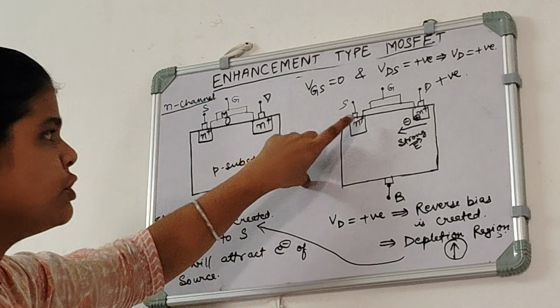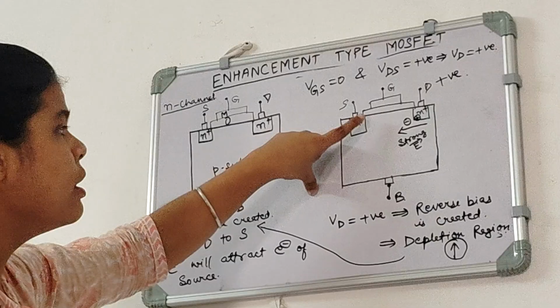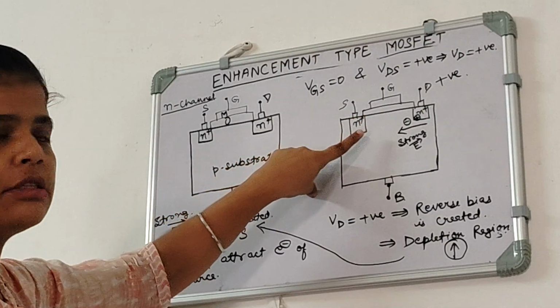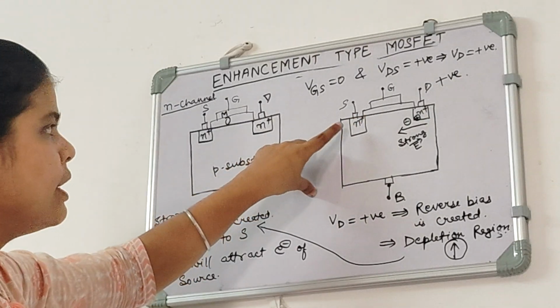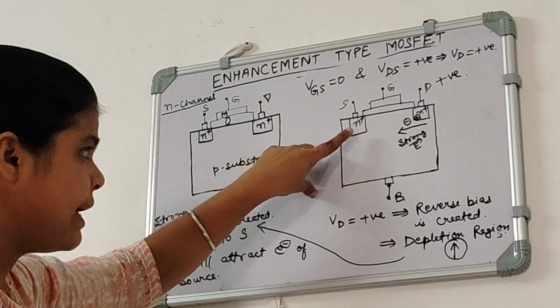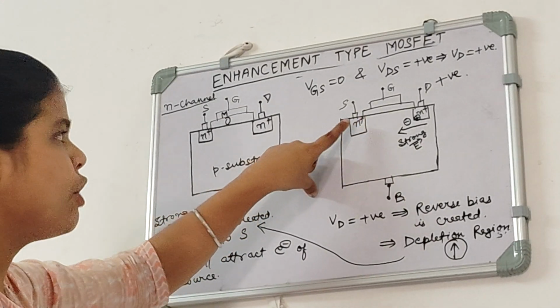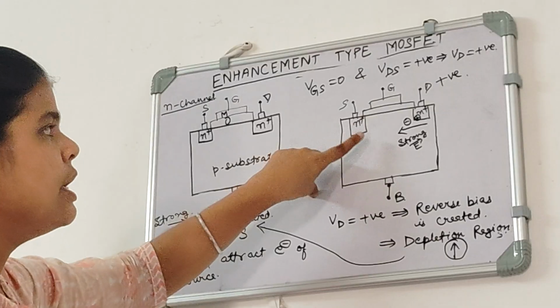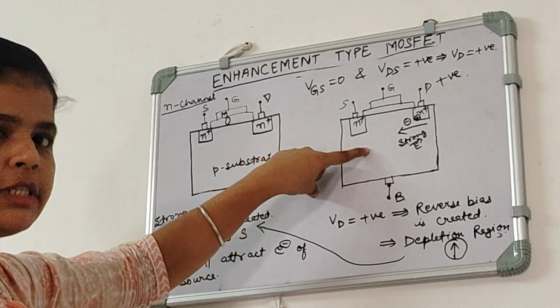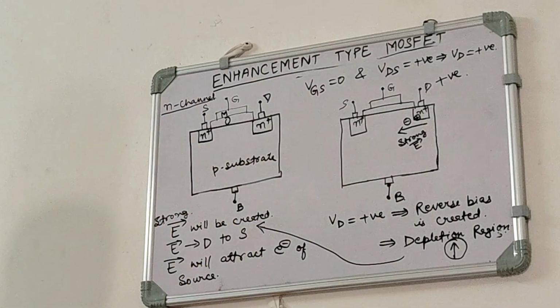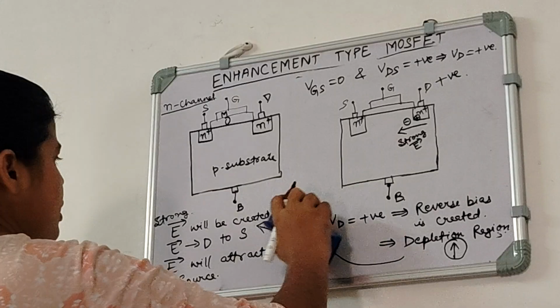But since there is no channel for the travel of charge carriers between source and drain, the electrons which are attracted due to this electric field won't be able to travel from source to drain. They will just recombine with the holes present in the P substrate. So we can write here, first let me move this.